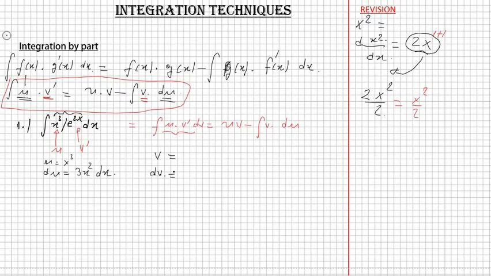In this case we are given the derivative of v, which is e to the power of 2x. To get v, we are going to have to integrate. In other words, if we integrate dv, the derivative symbol and the integral symbol will cancel, and then you only remain with v.